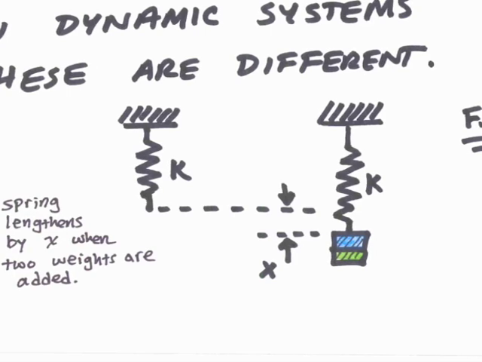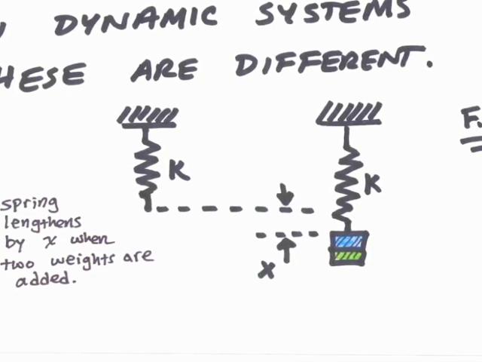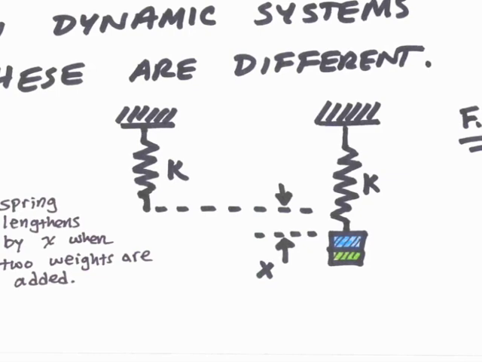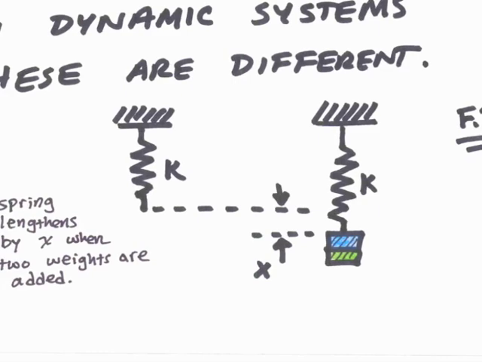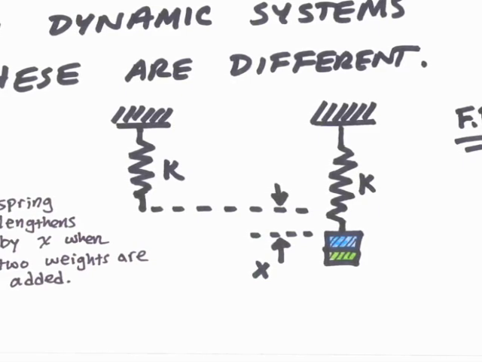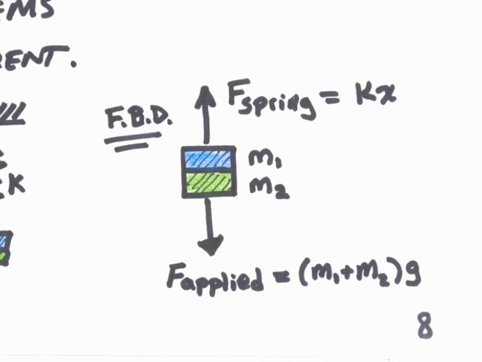I now add two masses, M1 and M2, to the spring, and because of the gravity exerted on the masses, the spring will be deformed in length, and I'm labeling the deformation x. If I make a free body diagram of this system at equilibrium, we'll have the spring force acting up, which will be kx, and I'll have the weight acting down, which is the applied force, which is M1 plus M2 times g. And statically, these will balance out.